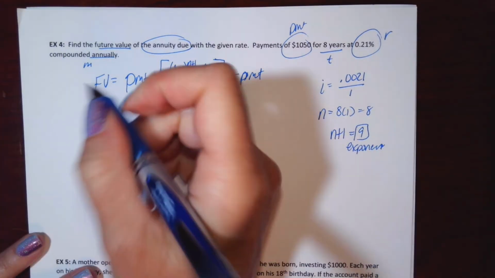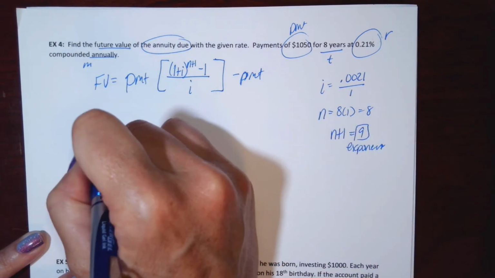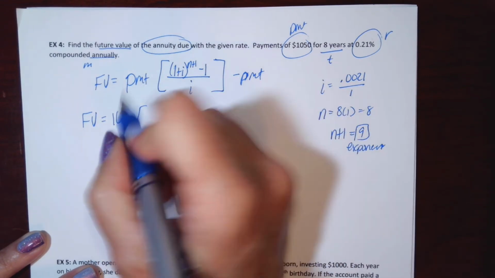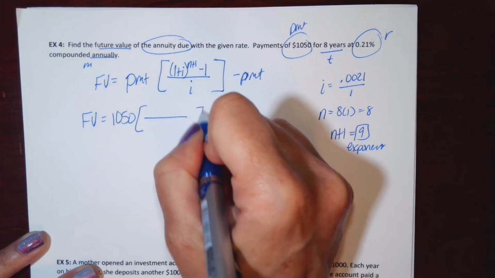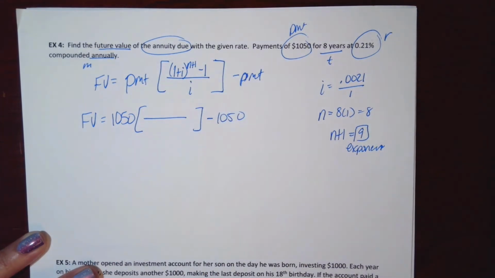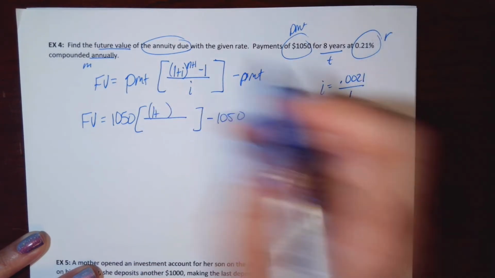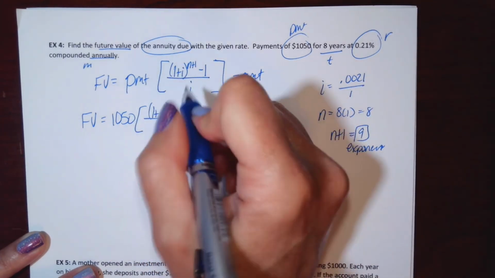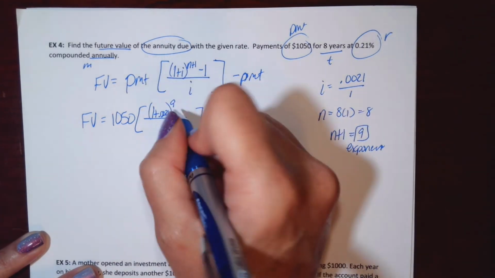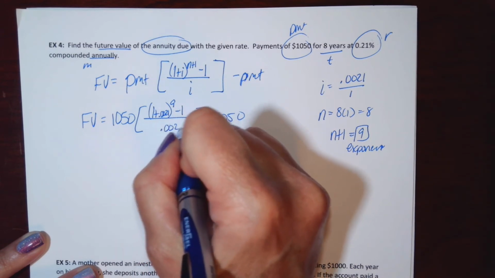Okay, let's fill in what we know. We're solving for future value. We know our payment. Our payment is $1,050. And when we get done, we're going to subtract a payment. So that's part of our formula. Inside we have 1 plus, and then that's just over 1, so I can just write 0.0021. My exponent is 9 because it's n plus 1, minus 1 over that 0.0021.